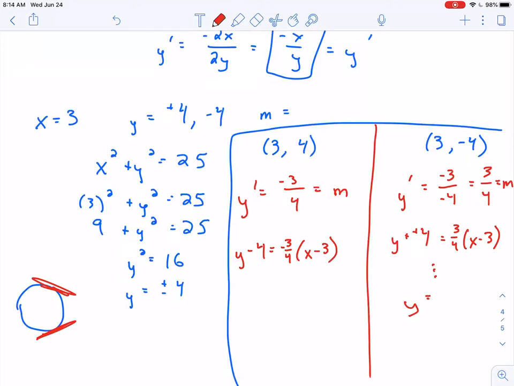So be very careful with these types of functions because if you end up with more than one y value, that means you're going to have more than one tangent line. So we'll look at one more example like this in the next video just so that we can feel a little bit more comfortable working with multiple tangent lines.